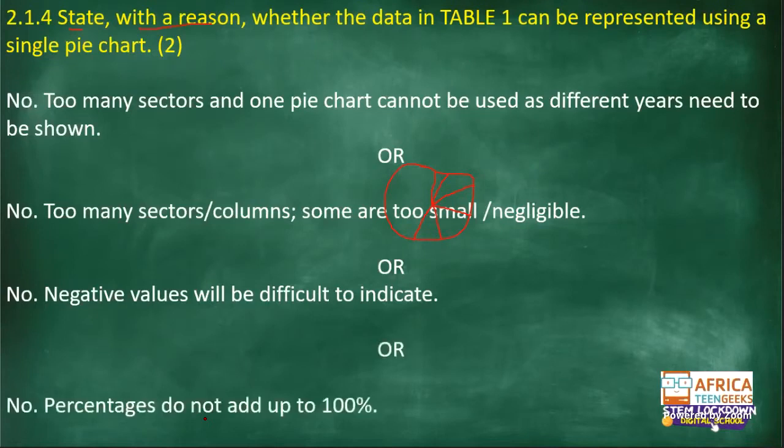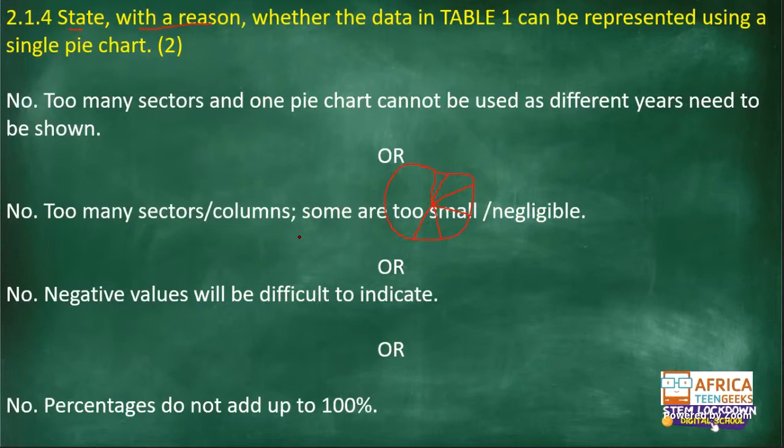Also, another reason is the percentages do not add up to 100. In order for you to do a pie chart, you need to convert all that information to percentages and they must add up to 100. Yeah? But now, those ones here that we have, they do not add up to 100. So you can't use a pie chart to show this information. So you might use other graphic representations, not a pie chart.